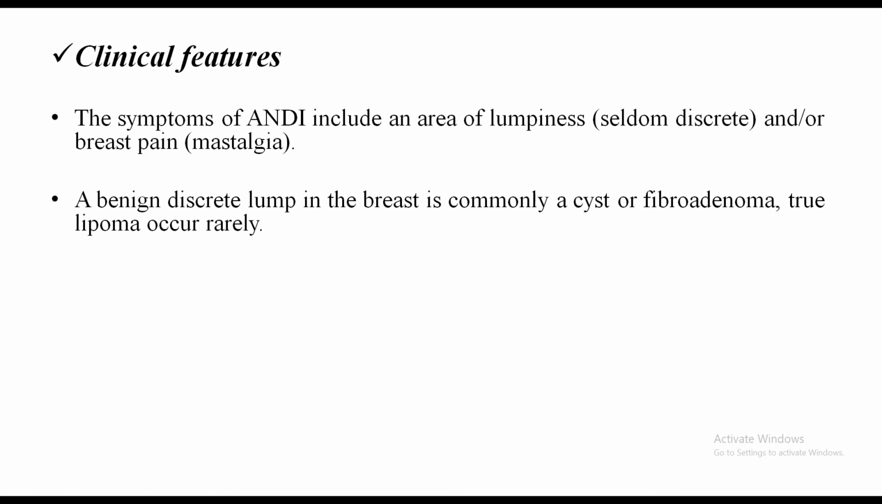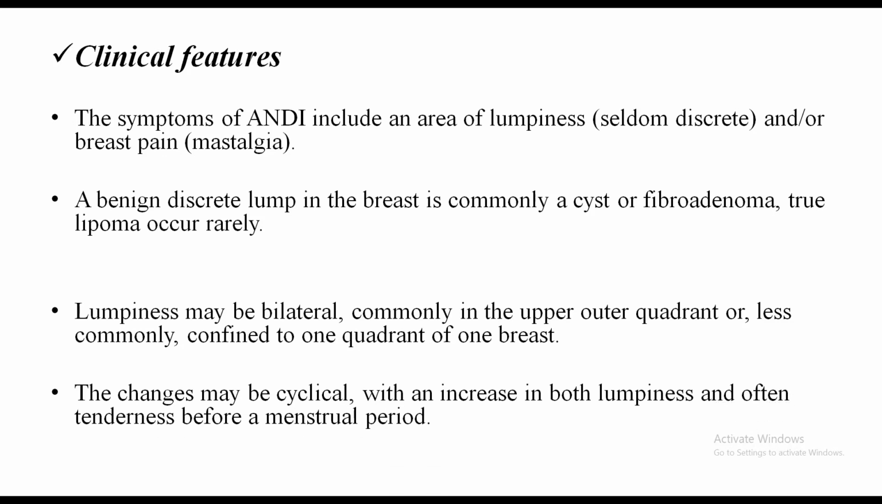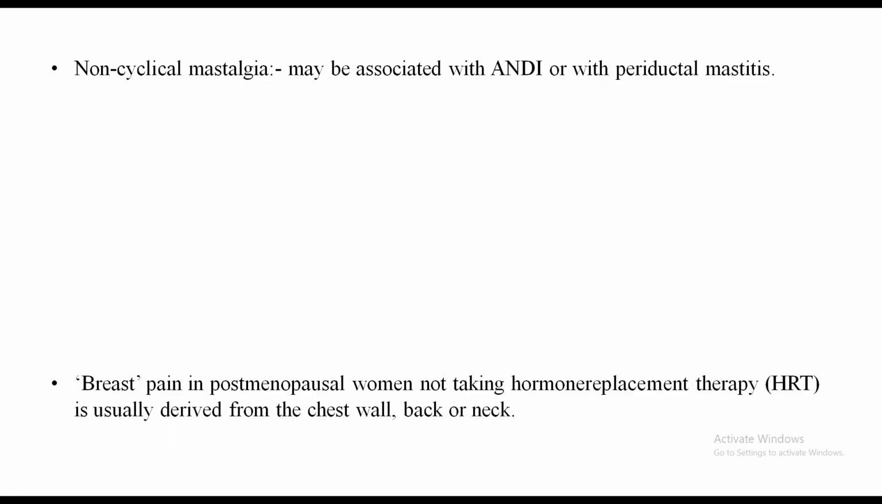True lymphoma rarely occurs in the breast. Lumpiness may be bilateral, commonly in the upper breast quadrant, or less commonly confined to one quadrant of the breast. The changes may be cyclical, with an increase in both lumpiness and often tenderness before the menstrual period. Non-cyclical mastalgia may be associated with ANDI or with periductal mastitis.